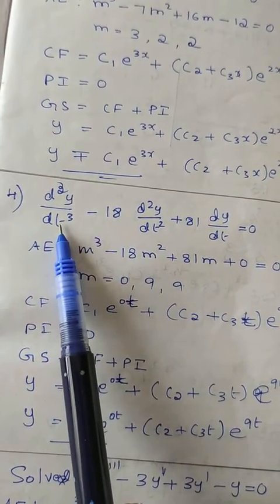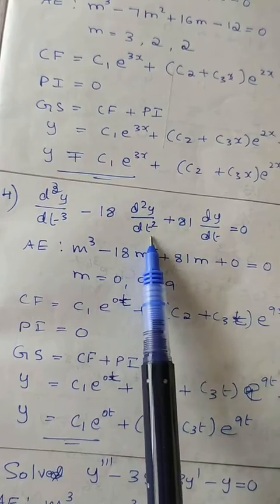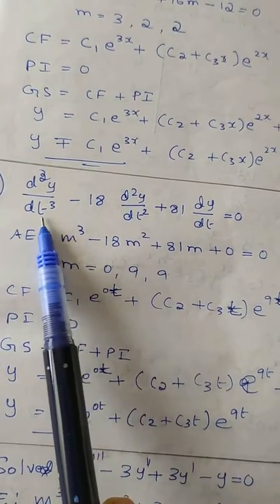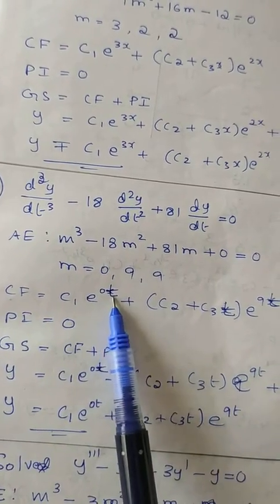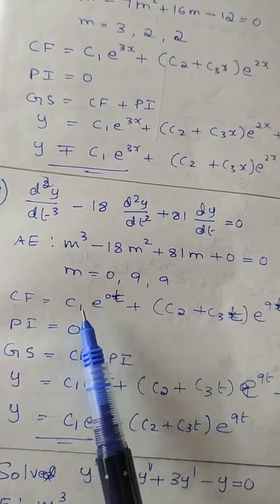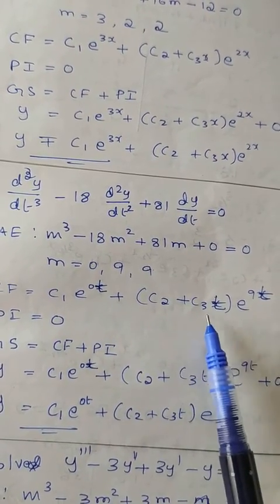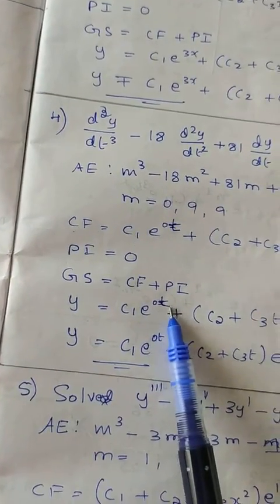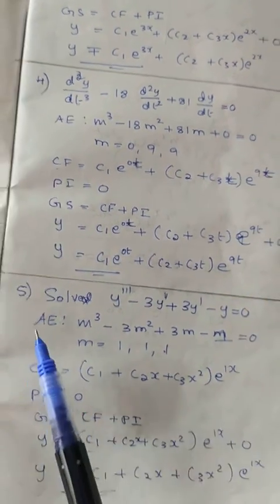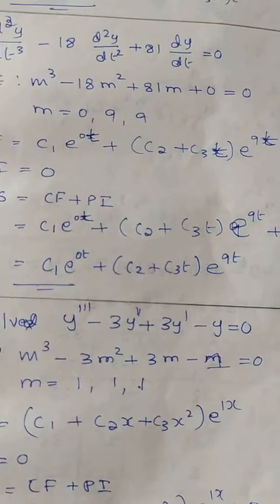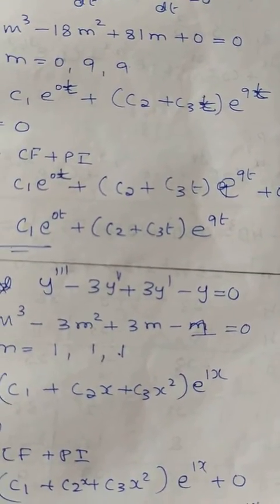Here, what is the independent variable? t. See, d cube y by dt cube. t is independent variable. That means you have to write the solution in terms of t only, not in terms of x. CF is C1 e power 0t plus (C2 plus C3t) into e power 9t. Write the general solution. That's it. Next one.